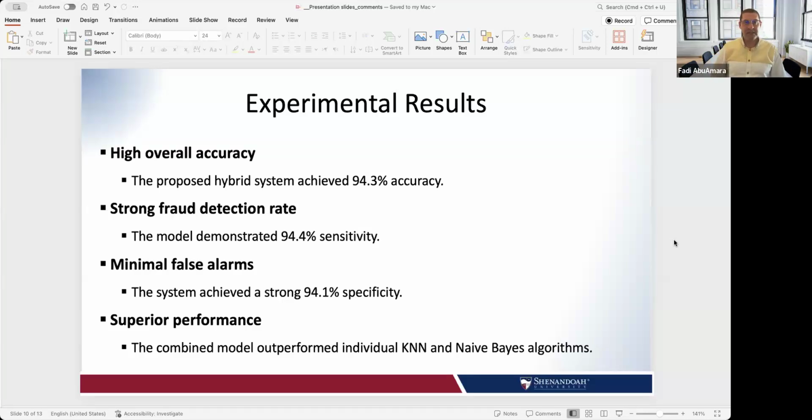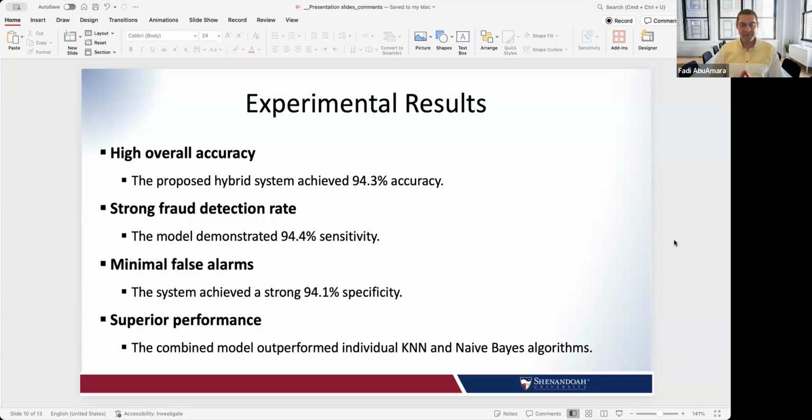So for the experimental results, first, the proposed integrated system achieved an accuracy of 94.3%. This indicates a high rate of correct classifications for both fraudulent and legitimate transactions. Also, the model demonstrated 94.4% sensitivity. This highlights the system's ability to detect nearly all actual fraudulent transactions.